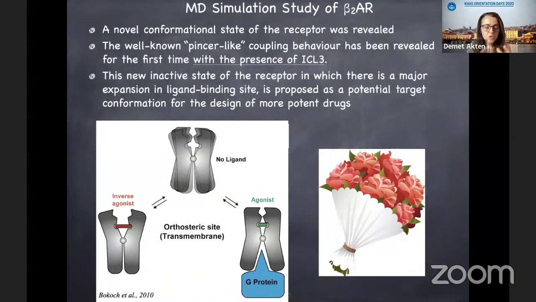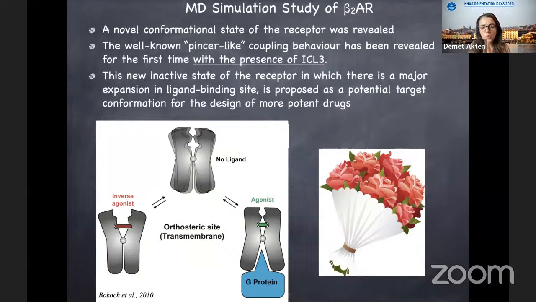We can make this analogy as follows. We can model it as a pincer-like behavior. You can think of the receptor either as a pincer or a bouquet of roses. Why? Because when you squeeze the bottom, the upper part opens up, and when you do the opposite, when you squeeze the top, the bottom will open up. It's a pincer-like behavior, which was already known, but was not observed in a simulation where the ICL3 was involved. This is due to the motion of the ICL3, which derives this type of allosteric coupling.